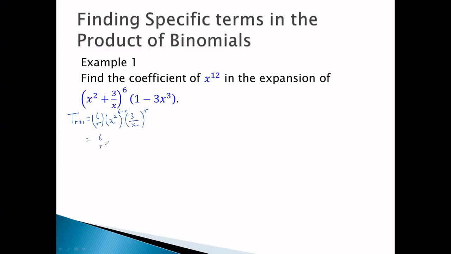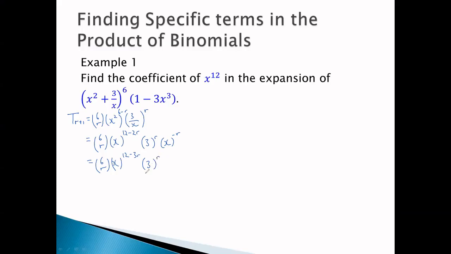So 6 choose r. Let's simplify this. x to the power 12 minus 2r. And then this is actually 3 to the power r and x to the power negative r, because the x is in the denominator, right? So now that I've separated the second term out, I can join these two x together. So 6 choose r, x to the power 12 minus 2r plus negative r is 12 minus 3r, and 3 to the power r.